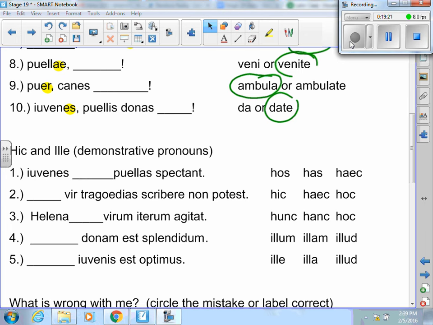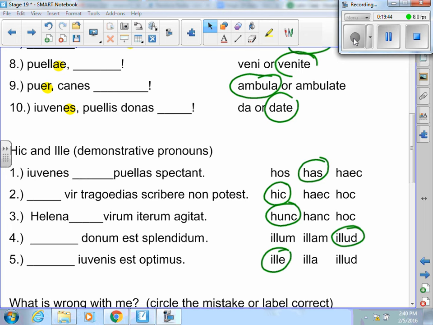Okay, here are my answers to this. The key to this, guys, is looking at the word after the blank. Don't let, like on number 3, Helena comes before. I have to modify Helena? No. With hic and ille, it comes after. So for number 2, vir comes after the blank, so that's what I needed to modify. Vir is nominative singular and masculine. The nominative singular masculine form is hic.